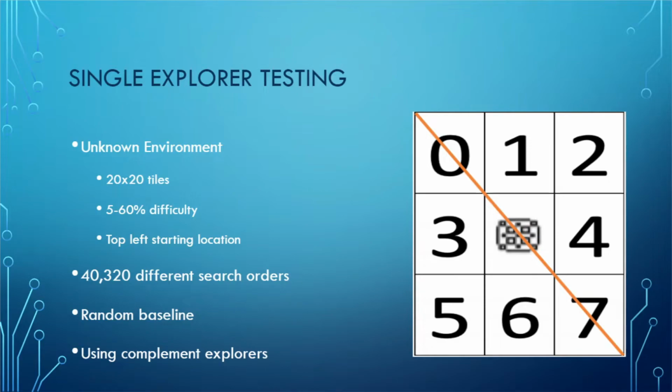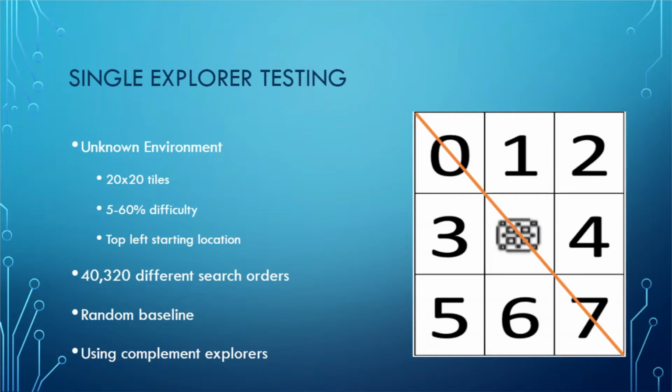However, there will be error in the results due to the fact that we were unable to run explorers through every possible map in a 20 by 20 environment. To try and reduce this error, we used complement explorers. A complement explorer is where 2 search orders will have the same efficiency if they run through every single possible map. When explorers start in the top left corner, we can find their complement by reflecting the search order over the orange line in the image on the right.